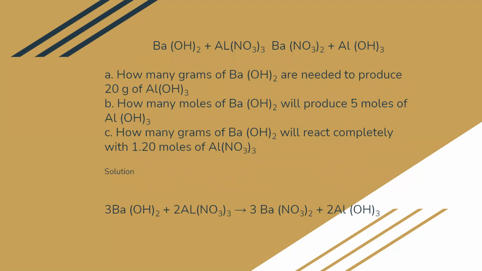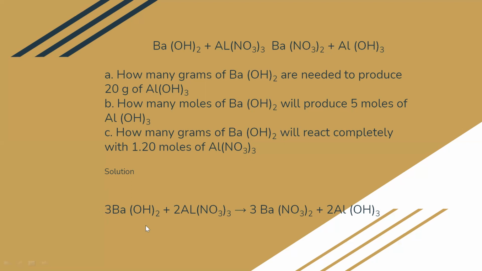Now, for example, we have here barium hydroxide plus aluminum nitrate yields barium nitrate plus aluminum hydroxide. Letter A: how many grams of Ba(OH)2 are needed to produce 20 grams of Al(OH)3? Letter B: how many moles of barium hydroxide will be produced by 5 moles of aluminum hydroxide? Letter C: how many grams of barium hydroxide will react completely with 1.20 moles of aluminum nitrate?